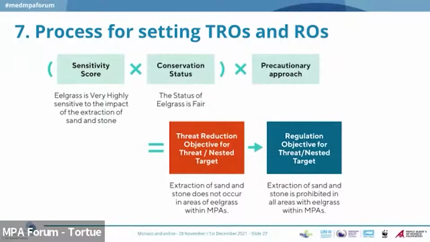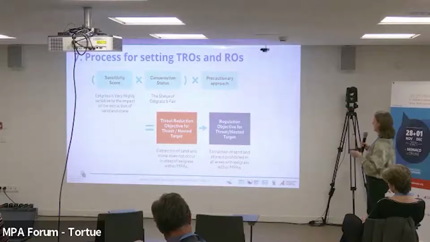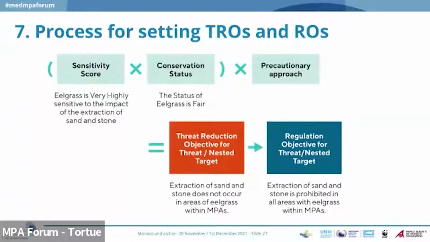So the sensitivity score from this analysis and the conservation status we had already assessed, we then used in the process where we were developing and setting what we call threat reduction objectives and regulation objectives. So we took the sensitivity score from that analysis and we combined that with the status of the nested target. And if we were not sure about exactly if we were right, we added a bit of a precautionary approach there. And that gave us what we call the threat objectives that then in turn informed the regulation objectives.